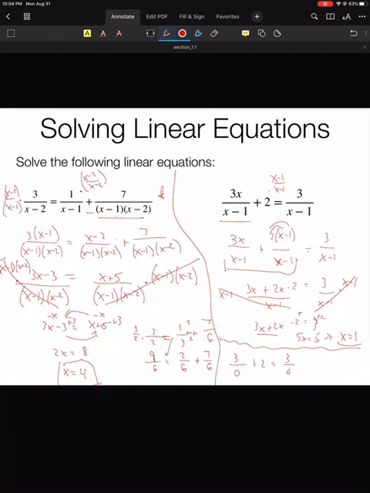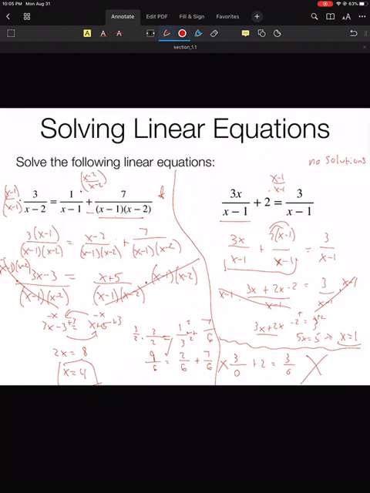Does anyone see a problem here? Hopefully you should, because if you'll remember, you cannot divide by 0. It may be a valid thing to do, but when you divide by 0, bad things happen. So it turns out that 1 is not a solution. So actually, there are no solutions here.